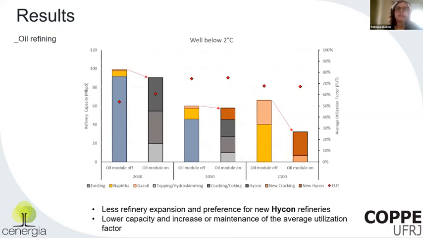And besides, by turning on the oil module, COPPE uses lower refinery capacity in all time steps, and we see an increase or the maintenance of the average utilization factor. So this result means that the model is making better use of the refineries with these modifications.